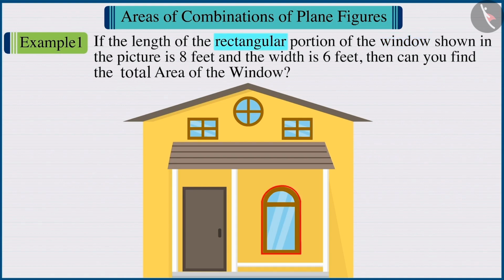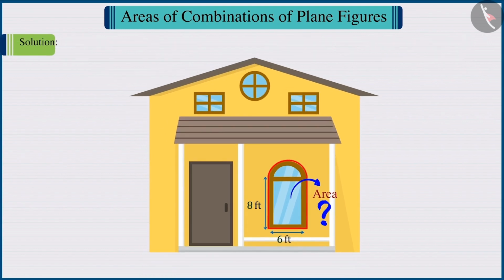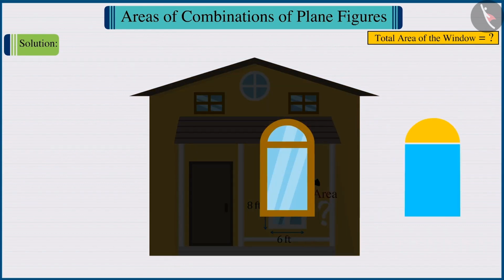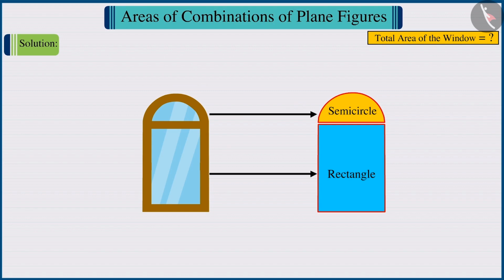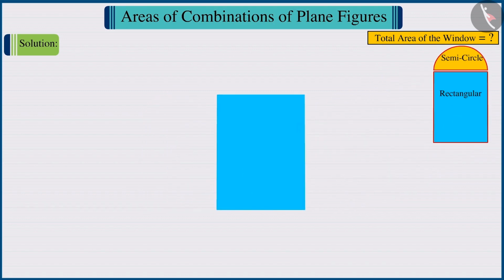If the length of the rectangular portion of the window shown in the picture is 8 feet and the width is 6 feet, then can you find the total area of the window? Come on, let's discuss this. First, let's make a rough figure of the window, which looks like this. Looking at the window carefully, we can say that the upper portion of the window is semicircular and the lower portion is rectangular, where the length of the rectangular portion is 8 feet and the width is 6 feet.